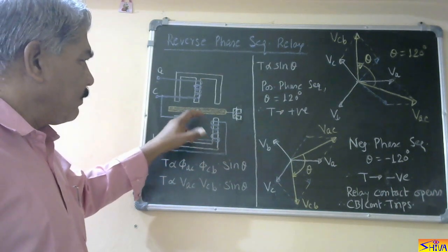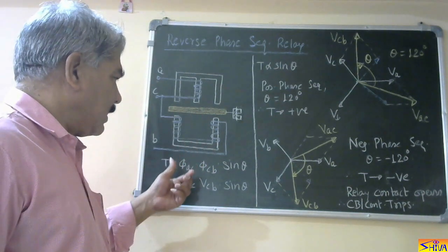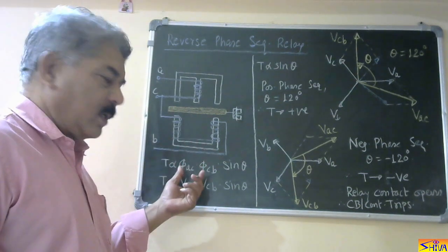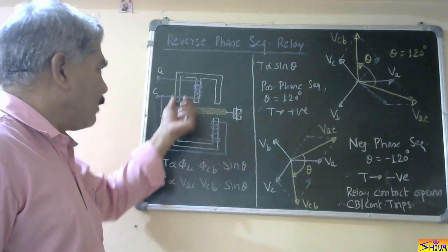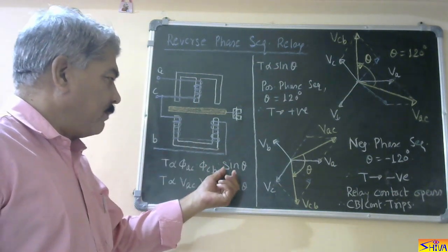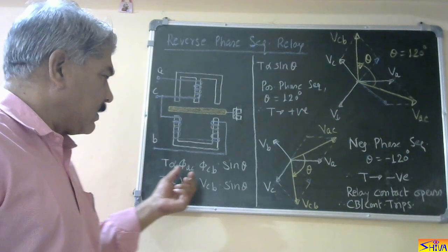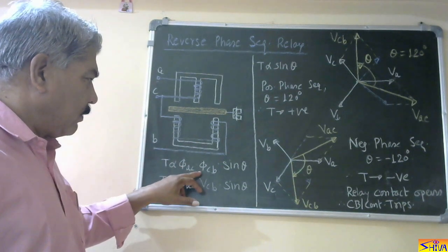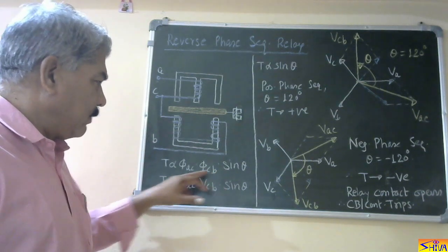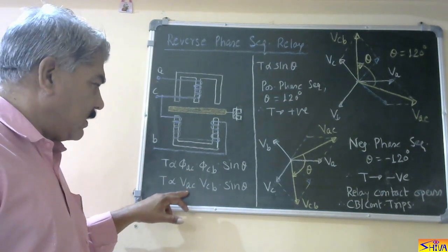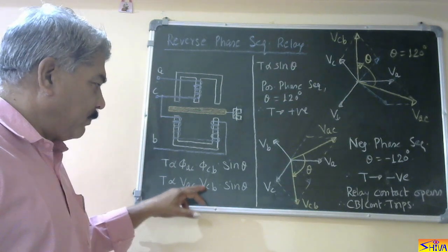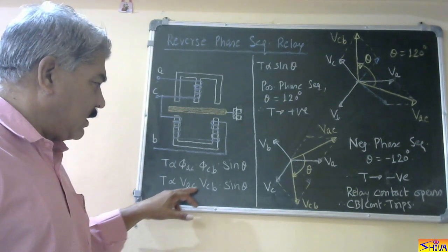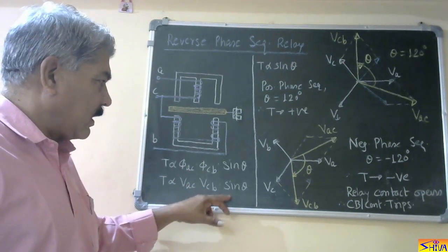It is a disk. Now torque on this disk is proportional to the fluxes generated by these two voltages and the sine of the angle between these two fluxes. Therefore, I have written the equation: torque is proportional to phi AC, phi CB, and sine of theta. Now, phi AC is proportional to VAC, phi CB is proportional to VCB. So, torque is proportional to VAC, VCB, and sine of theta.